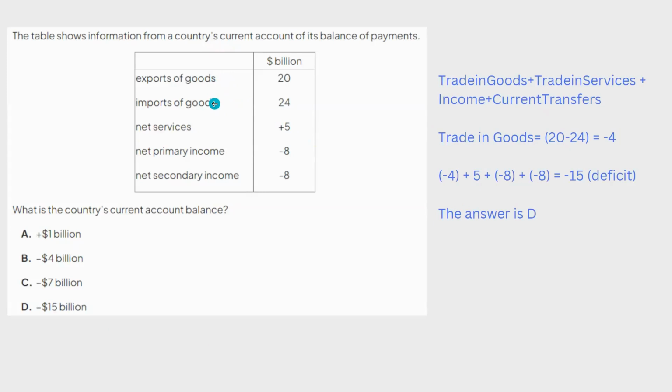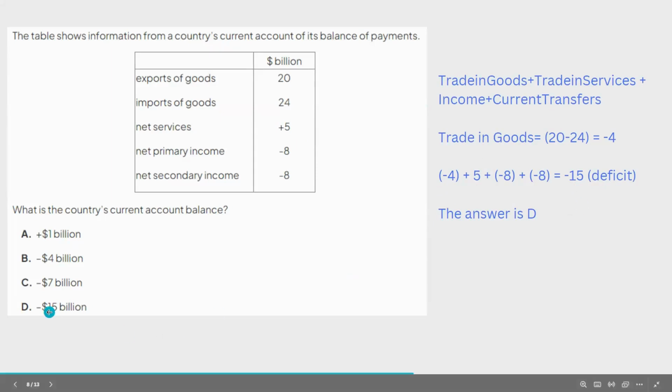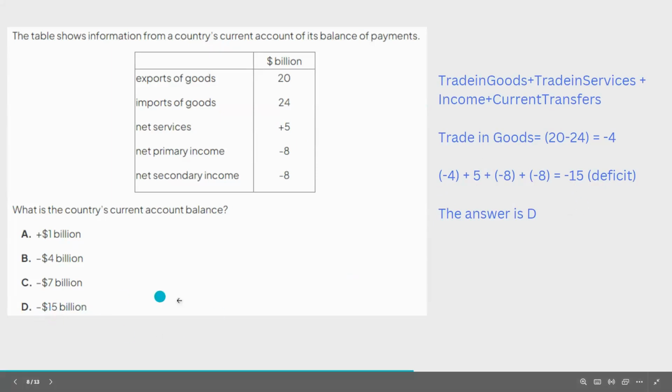But here for goods, it was individually given and there was no word net exports mentioned, so we had to calculate it. So if I do minus 4 plus 5 plus minus 8 plus minus 8, I get $15 billion, which is a deficit. So the answer is D, which is minus $15 billion.